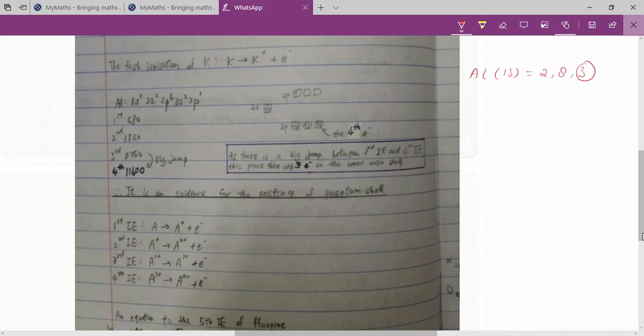Okay. Yes, so electronic configuration. We can prove that by looking at the number of shells, right? Since from the third to fourth shell there's a big jump, therefore there are 3 electrons on the outer shell, right? Yes. Oh, so this is the evidence of the existence of the quantum field.